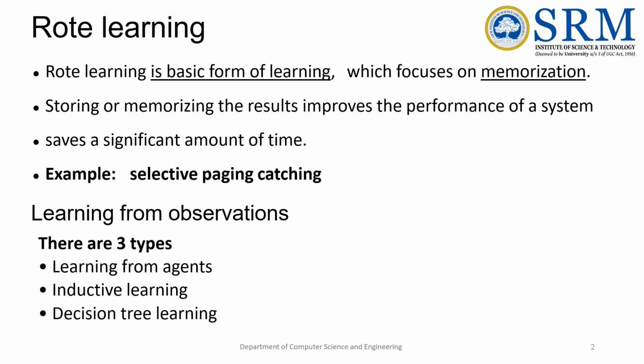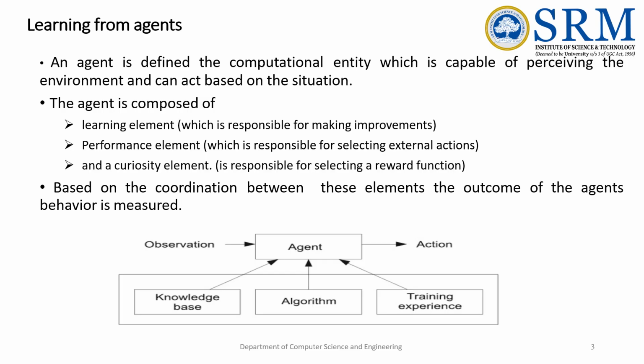There are three different types of observation learning: learning from agents, inductive learning, and decision tree learning. So first is learning from agents. Learning from agents is an approach in artificial intelligence where an intelligent agent improves its performance by interacting with the environment, observing outcomes, and learning from the experience. The agent continuously learns from it: when an action is performed, which action produces the better result, and how to improve future decisions.